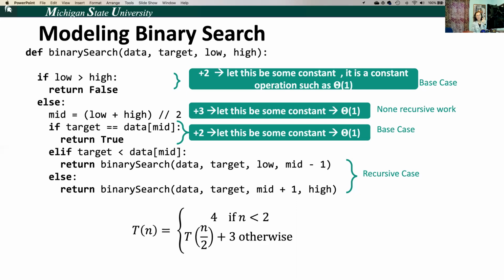And how am I calling this again? Every time I call, I cut the data size by half, n over 2. All right. And do I have non-recursive work? Yes, I do. And what is it? It's 3 operations. But like I said, you can put theta of 1 there, and that is perfectly fine.